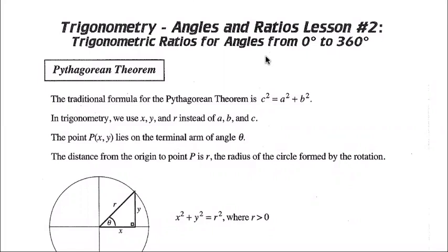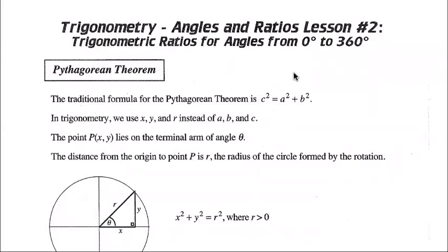Hey folks, welcome back. Trigonometry, angles and ratios, lesson 2. Trig ratios for angles from 0 to 360 degrees. This lesson is going to review some ideas about our trig ratios, SOHCAHTOA: sine, cosine, and tangent. It's going to review how we use the Pythagorean theorem, and combine that idea with the reference and rotation angles that we learned in lesson 1.